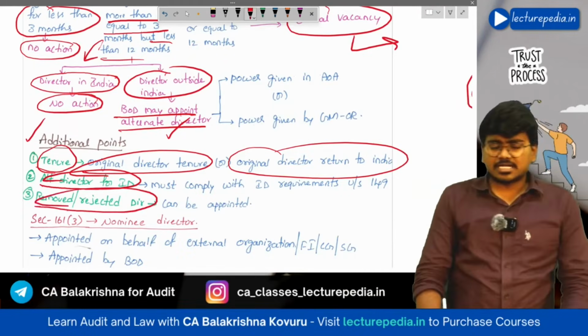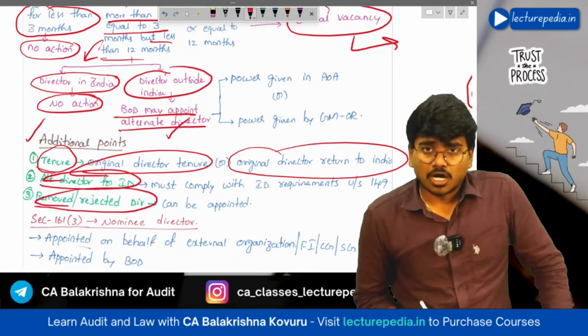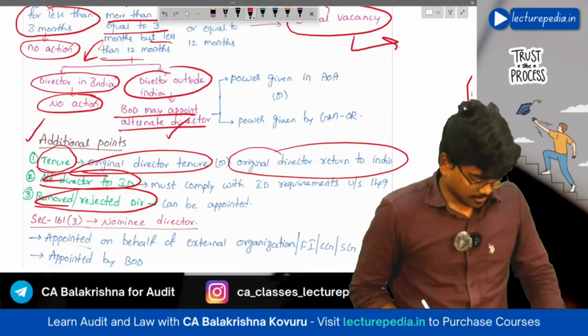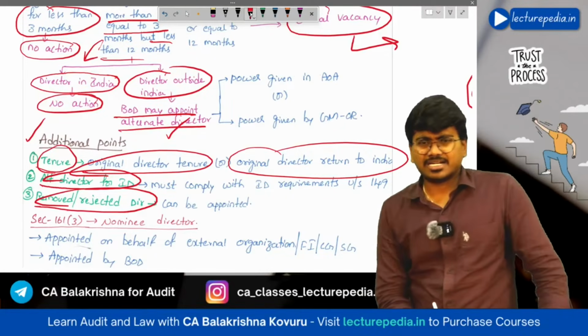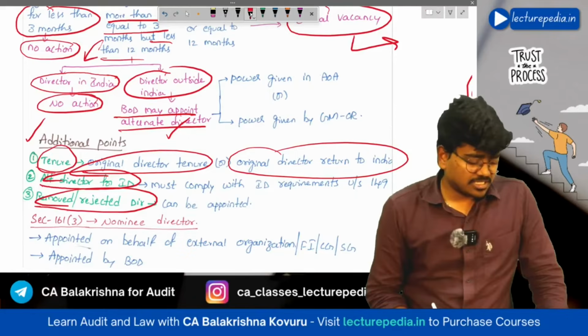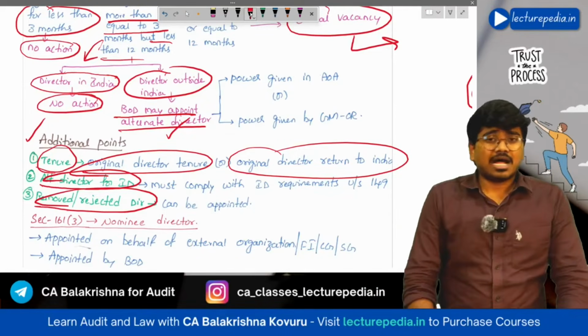Next, a removed or rejected director can be appointed as an alternate director. There is no bar on this. That was Section 161 Subsection 2, alternate director. I guess you are clear with the difference between alternate director and additional director.